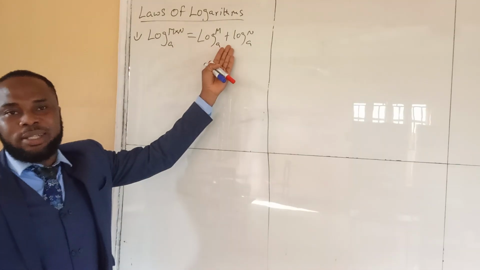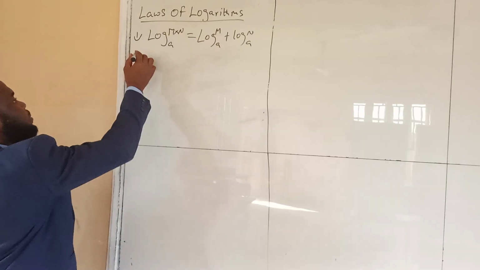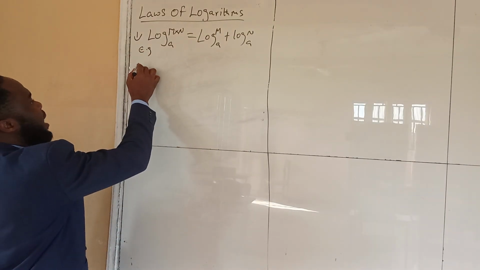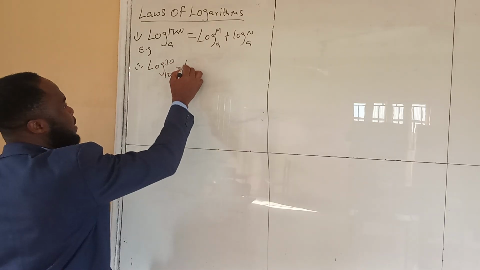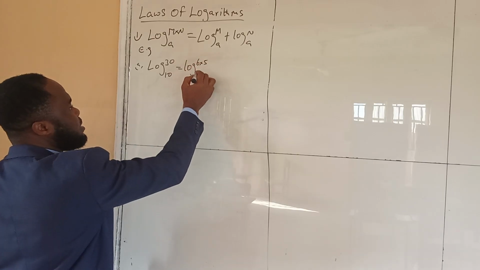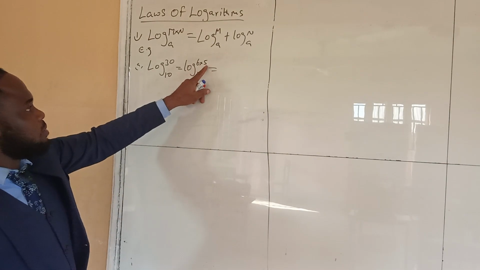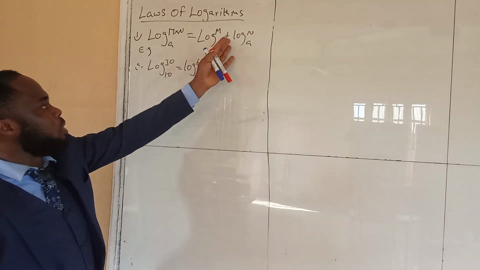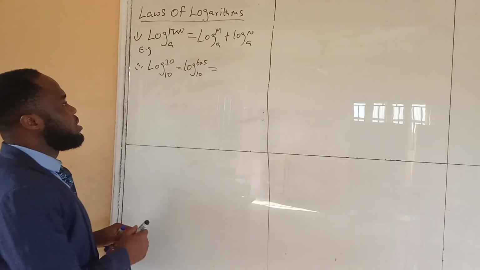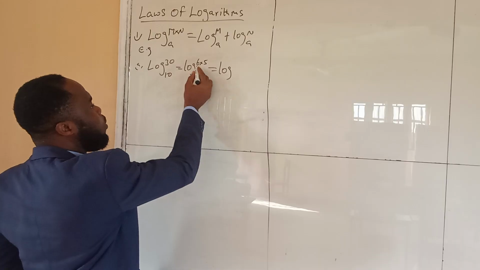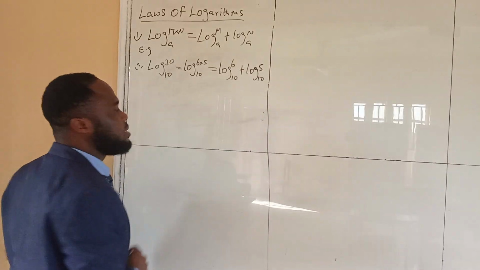add their individual logarithms with their common base A. For example, if I have log 30 to base 10, remember that 30 simply means 6 multiplied by 5 in base 10, right? Now, you see that 6 multiplies 5. According to the law of logarithm, whenever two numbers multiply, we can add their individual logarithms. So this can be split as log 6 to base 10 plus log of 5 to base 10.